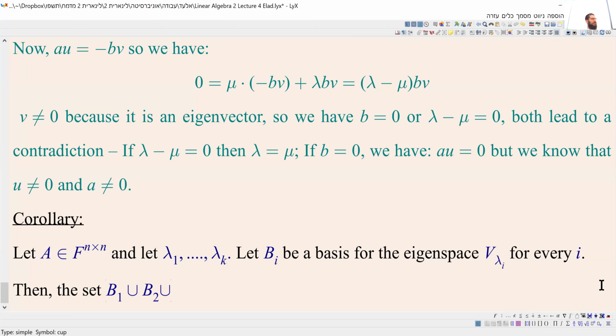How do you say yichud? Unity? Unity. Yeah. Union. Yeah. Ichud, not yichud. It's with aleph, not with yod. Yes.